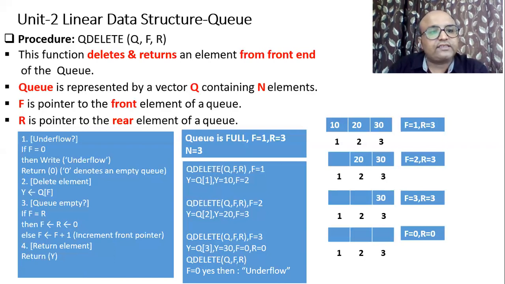Now suppose one more request is coming for delete. Again we'll start with the first step of the algorithm. We'll check the value of F. Now check, F equal to 0. Yes, now F is 0. It means your Q is empty. So we don't have any more elements in the Q, and there is no need to perform a delete operation. Such a situation indicates underflow. It means we have no more elements, so there is no need to perform a delete operation.